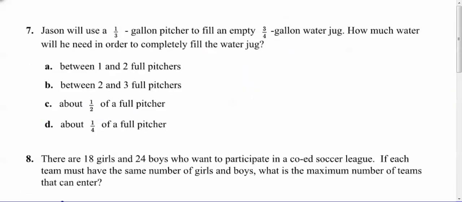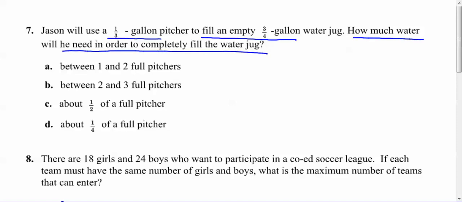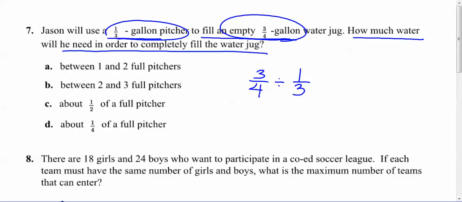Jason will use a 1/3 gallon pitcher to fill an empty 3/4 gallon water jug. So he's got this empty water jug that he's going to use a 1/3 gallon pitcher to fill. So we have to figure out how much water he will need in order to completely fill the water jug. So you're taking 3/4 and you're dividing that up amongst the pitchers. So you have to copy, dot, flip.